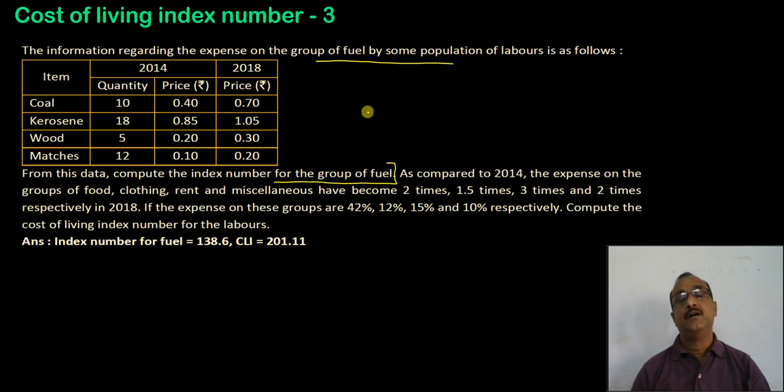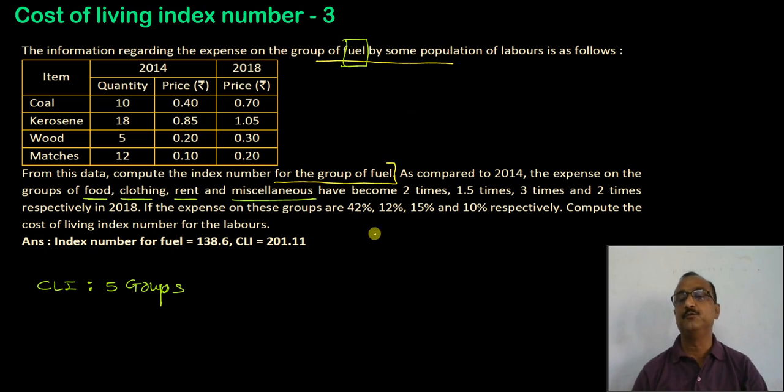This is a question of cost of living index number. Remember that in CLI, cost of living index number, there are five groups respectively. First ones are food, clothing, rent and miscellaneous, four groups, and the fifth group is fuel. There are a total of five groups.